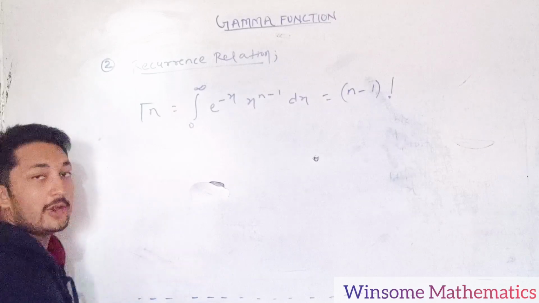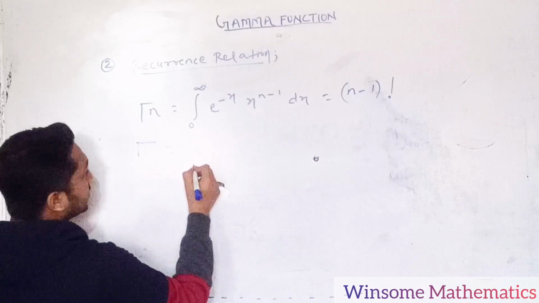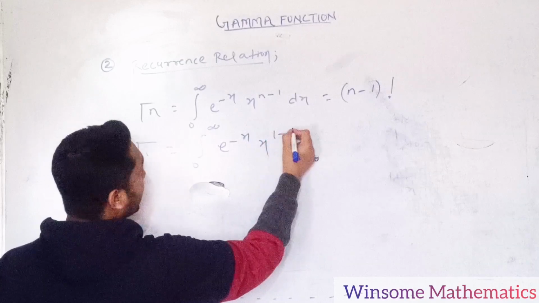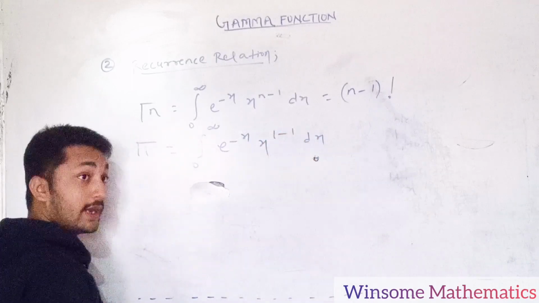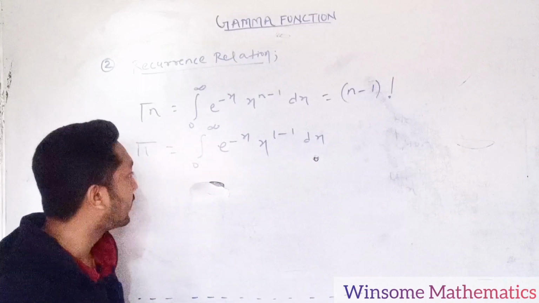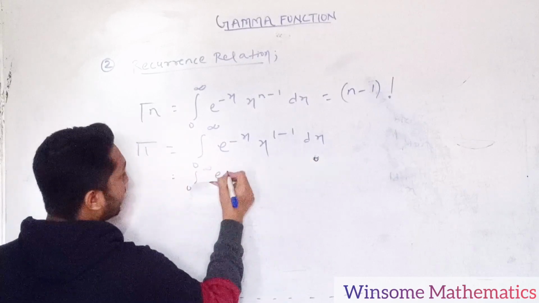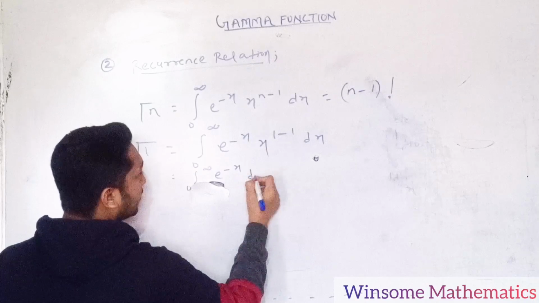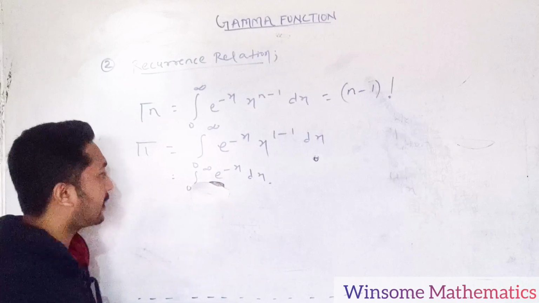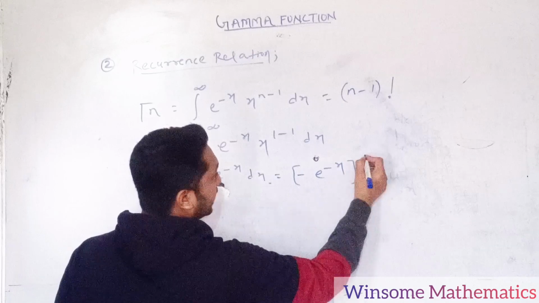So first of all, we will evaluate gamma 1. What is gamma 1? Gamma 1 is equal to the integral from 0 to infinity of e to the power minus x, x to the power 1 minus 1 dx. Clear? Any doubt? No. We simply put 1 instead of n here. Now we can easily write it as the integral from 0 to infinity of e to the power minus x and x to the power 0 dx. And what is the integration of e to the power minus x? Simple, minus e to the power minus x from 0 to infinity.